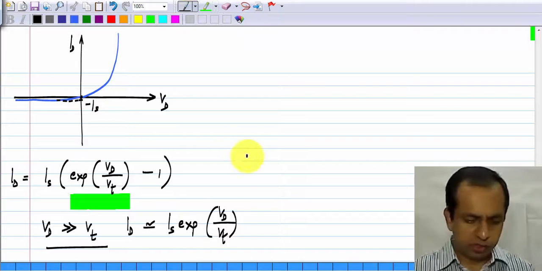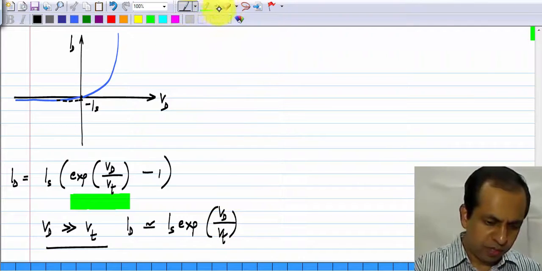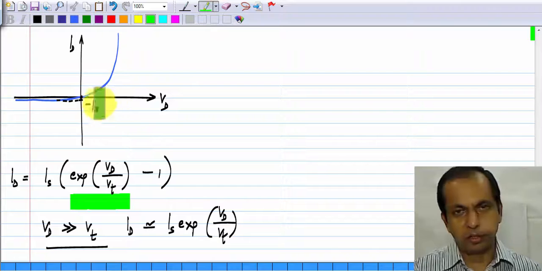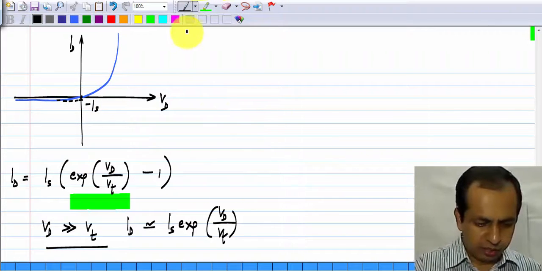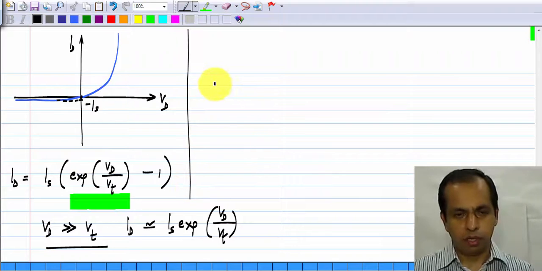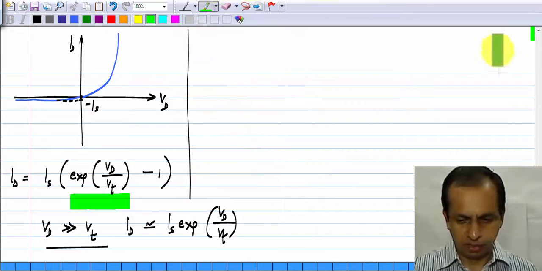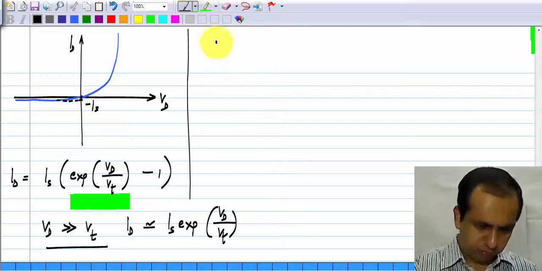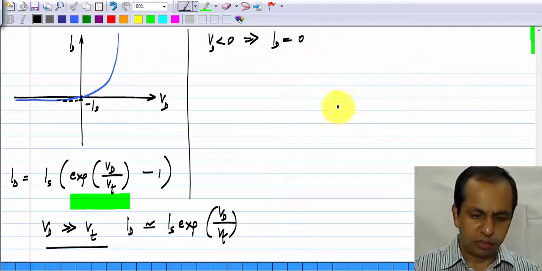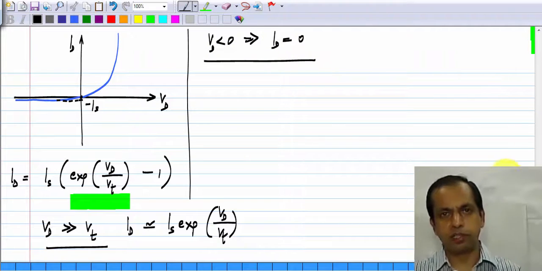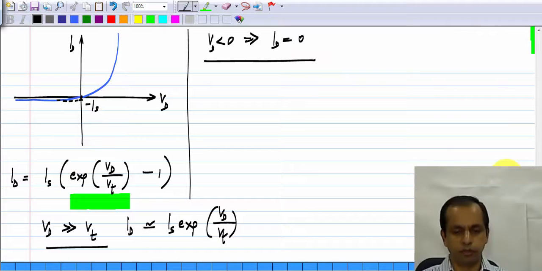Another approximation frequently used is that because the reverse bias current is so small, this value of Is is quite small, and again when I say small, I mean compared to currents you normally see in forward bias. Then you assume that there is no current flowing through the diode in reverse bias. This is one of the approximations that is frequently used.